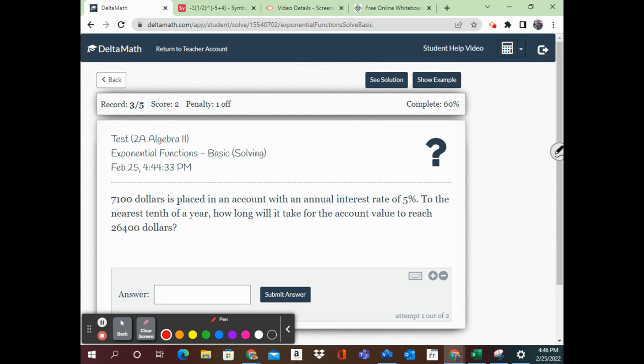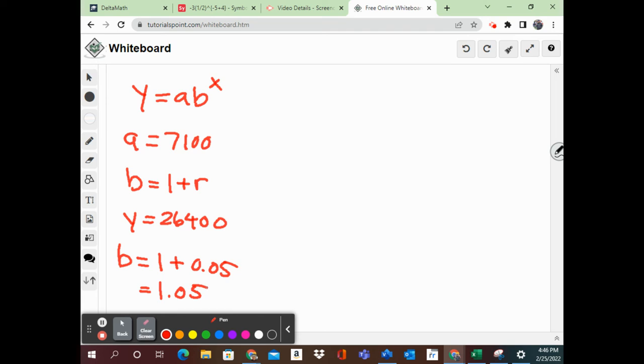To the nearest tenth of a year, how long will it take for the account value to reach $26,400? Right? So again, our A is smaller than our Y. Our starting amount is smaller than our ending amount. So that means we have growth taking place, and when we get to our equation, our B is going to be 1 plus R. If our A is larger than our ending amount, then we know we have 1 minus R like we had in the last equation. So B is equal to 1 plus R for growth. B is equal to 1 minus R for decay or depreciating value, right?